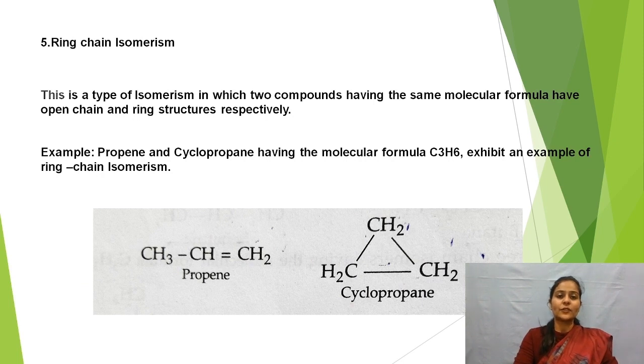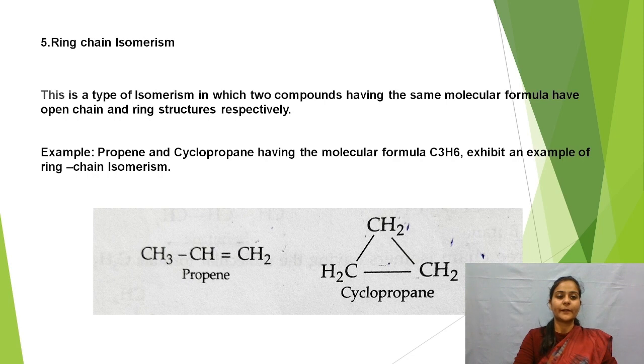Fifth one is ring chain isomerism. As the name suggests, the molecular formula will remain the same in this category, but the difference arises in their structures. The difference in structure goes like this: in one compound, propene for example, the carbons exist in chain form, but in case of cyclopropane, all three carbons are arranged in the form of a ring.